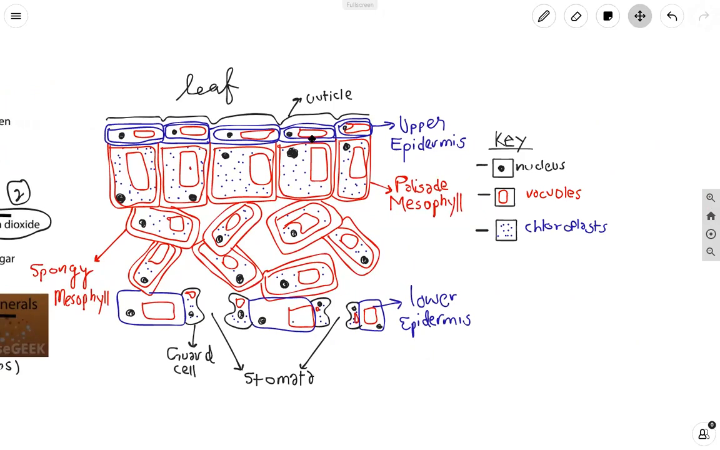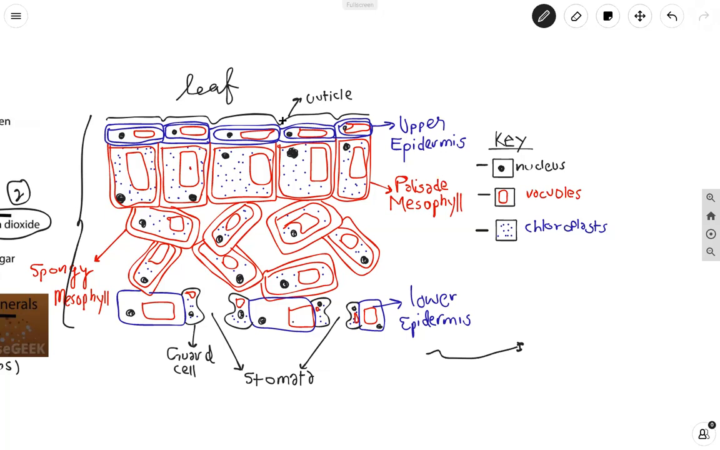So this is the cross section of a leaf. I know this will be a little counterintuitive, but this is the thickness of a leaf. So we have multiple types of cells helping and contributing in photosynthesis. Let's start off with the topmost layer.